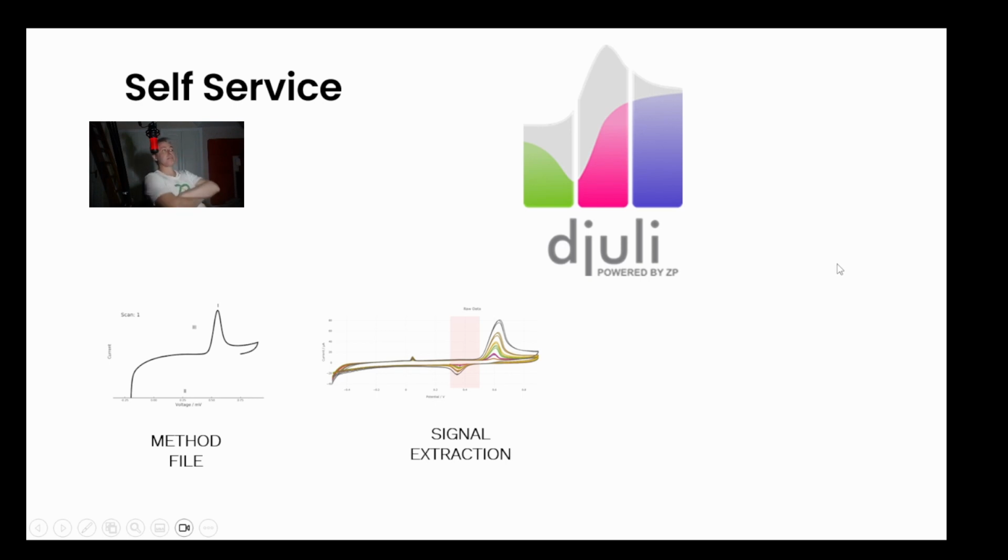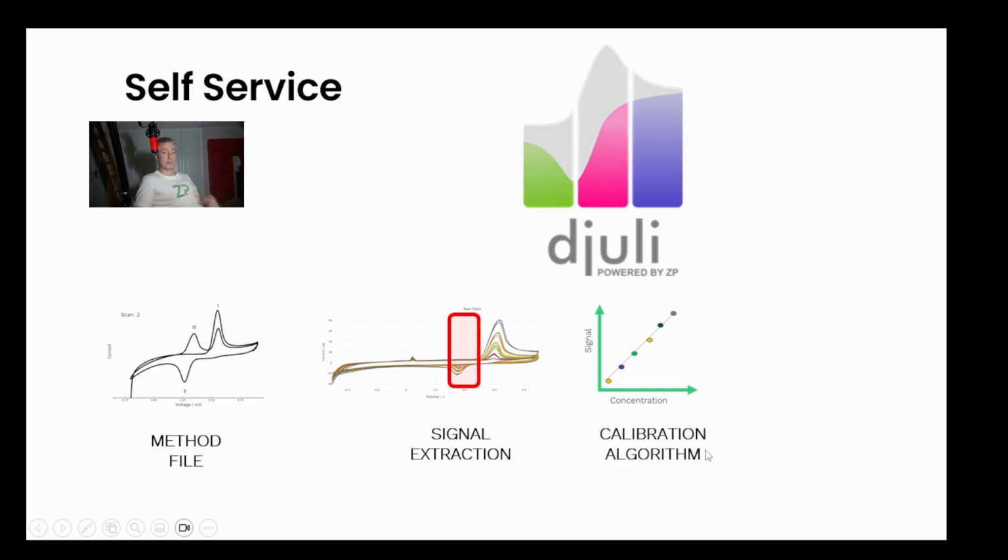So what I mean by that is you will have a method file and you'll run that method with different concentrations of the analyte or different properties that you want to measure. And you will devise a signal extraction routine in Julie. And then Julie will come up with, or you will come up using Julie with, a calibration routine or a calibration algorithm.